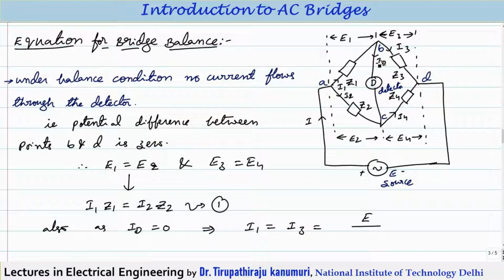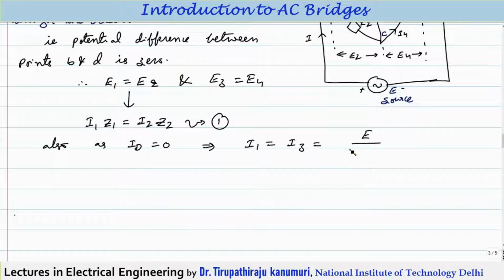Because ID is equal to 0, you can remove this detector. So this will be equal to, because between A and D is nothing but your supply voltage, this is E divided by Z1 plus Z3. Getting it? Same thing I am writing here, E divided by Z1 plus Z3. So this I am taking as equation number 2, and similarly I can write I2 is equal to I4 is equal to E divided by, in the second branch Z2 and Z4 are there, so this will be equal to Z2 plus Z4.